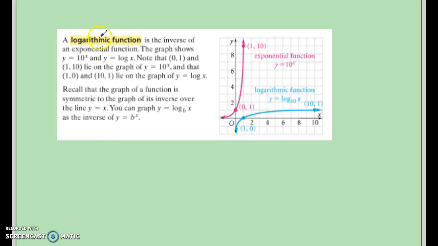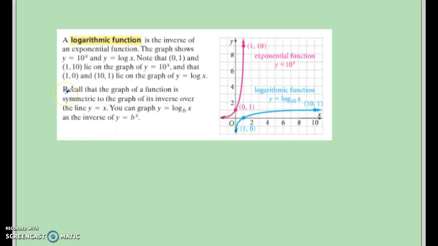Okay, so first let's look at, again, we talked in our last lesson about what a logarithmic function is. A logarithmic function is the inverse of an exponential function. So this graph shows me y equals 10 to the x, and that's my exponential function, and y equals log of x. Remember, if I don't have any base down here, I know that it's going to be a 10. So note that (0, 1) and (1, 10) lie on the graph of my exponential function, and that (1, 0) and (10, 1) lie on the graph of my log function, right? And that tells me that they're inverses.